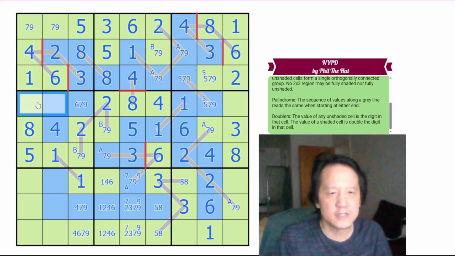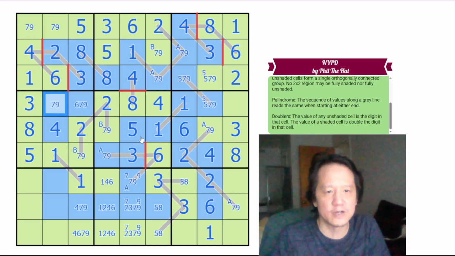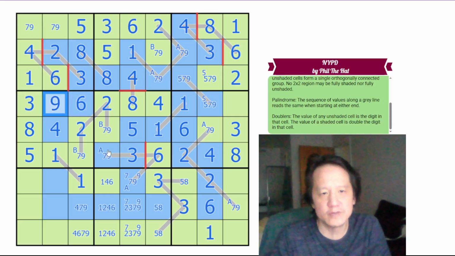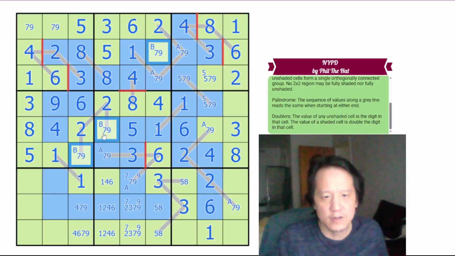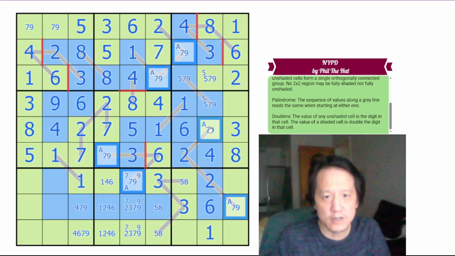We have 3, 6, 7, 9 remaining. 3 cannot be next to here. Where's the 3 in box 4? It must be here. So this is 3. This can't be 6. This is 7 or 9. So this must be 6 here. 6 cannot be consecutive with 7. So this is 9, which makes all the B's 7. So these are 7, and all the A's are 9.